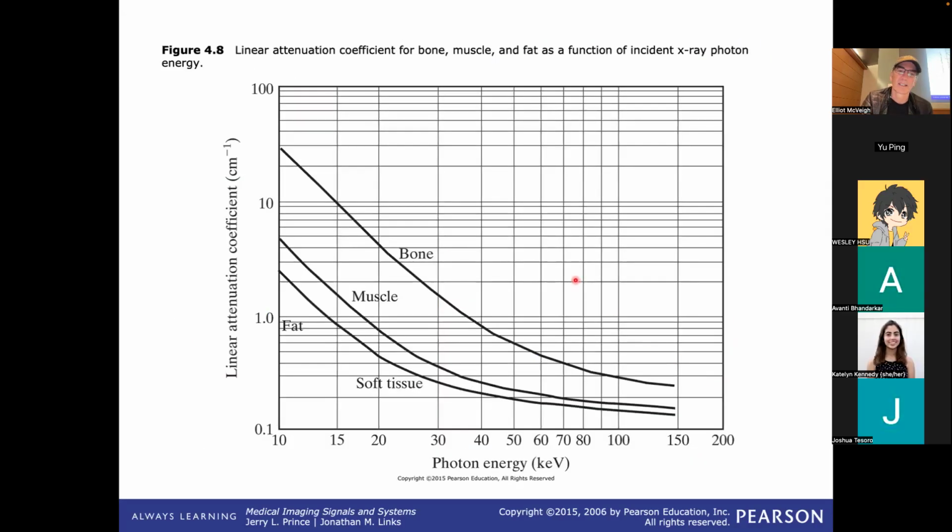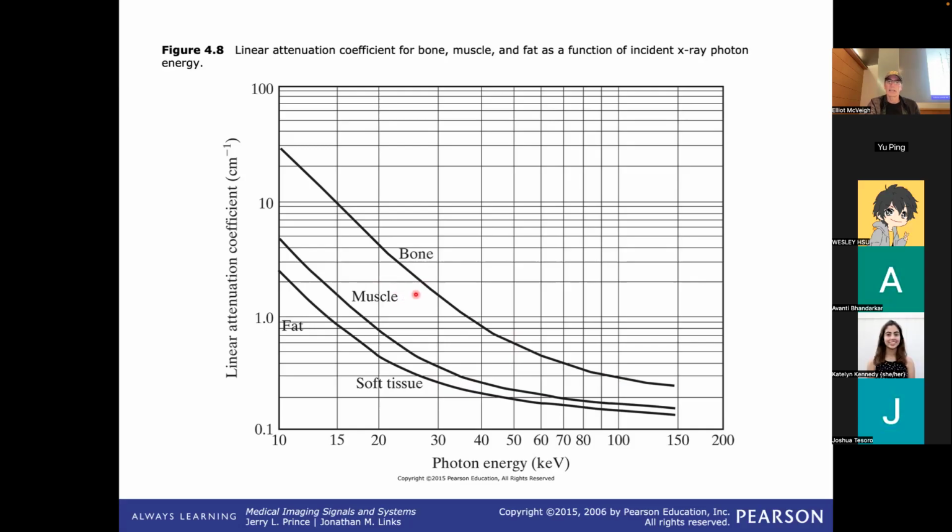right? And so here we have different materials and the linear attenuation coefficient of those materials as a function of photon energy. So here's bone, right? Everything goes down in terms of linear attenuation coefficient as the energy goes up, but they go down at slightly different rates, right?